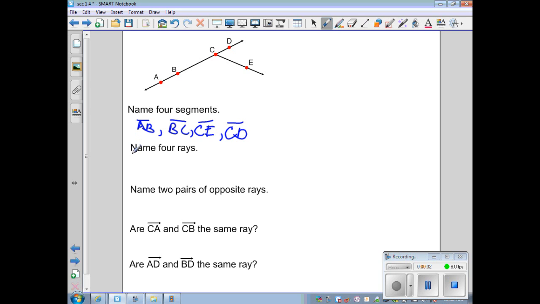Name four rays. Ray AB. I cannot name ray AC or AD because that would be the same as ray AB. So ray BA, ray CD, and ray CE.